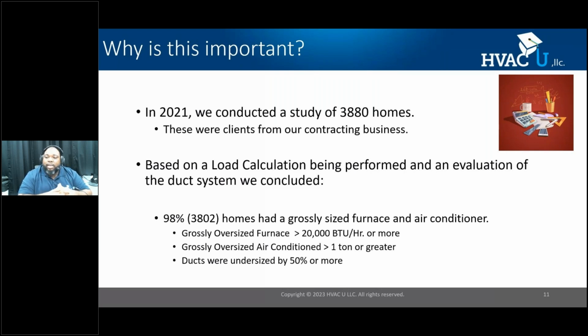We performed a load calculation on each of these customers' premises, and what we concluded is that 98% of those customers, or 3,802, had a grossly oversized furnace and air conditioner. The furnaces came in about 20,000 BTUs or more, and the air conditioners were about 1 ton or greater. Right? We also measured the duct systems, their size and capacity, and we would compare it if we did an ACCA Manual D duct design. And we found out that those duct systems were undersized about 50% or more.